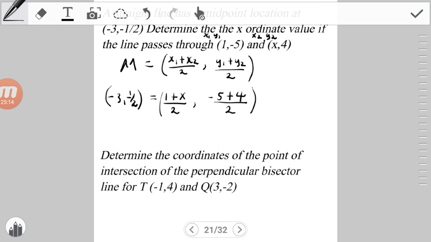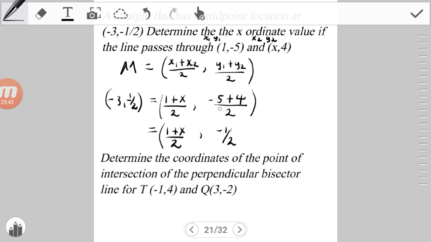And if you work this out, you'll find out that 1 plus x divided by 2 is going to be equal to the x-ordinate value of the midpoint. So this first part here is going to be equivalent to minus 3. And if you work this out correctly, you'll realize that minus 5 plus 4 is actually equal to minus 1 over 2. So you can clearly see that minus a half is equal to minus a half. So on the right side here, which is the y-ordinate value of the midpoint in its calculation, is equal to the y-ordinate value that we have over here.